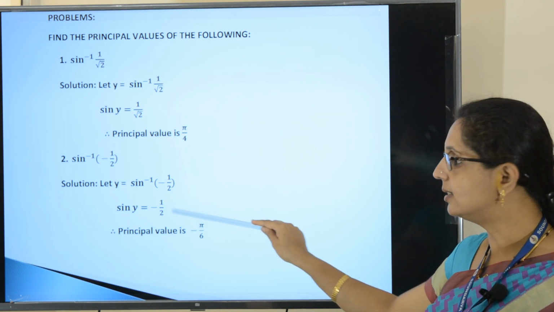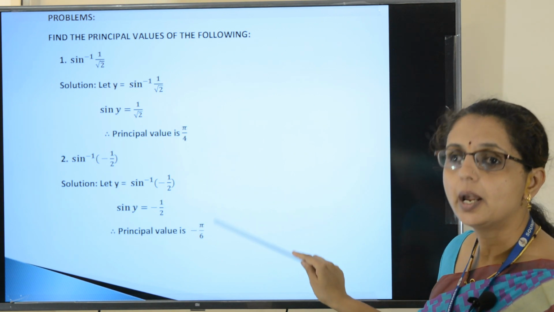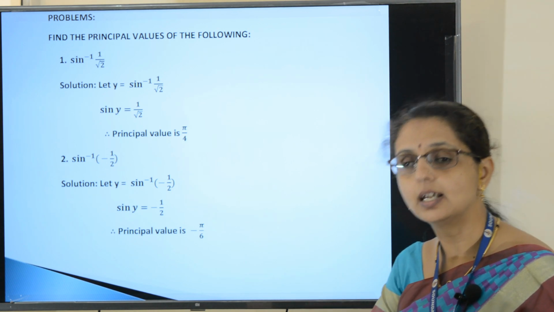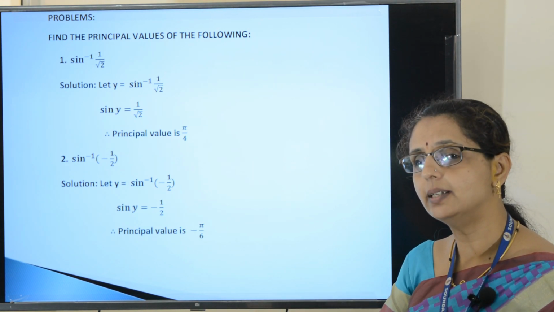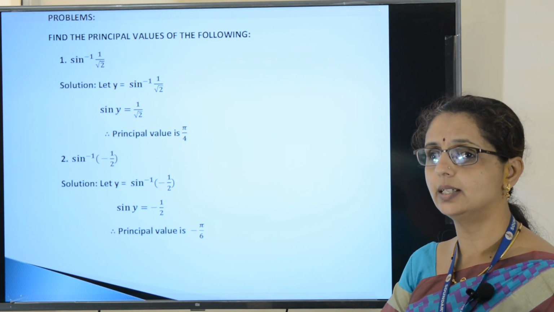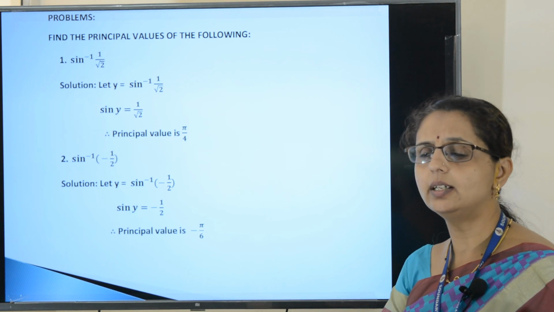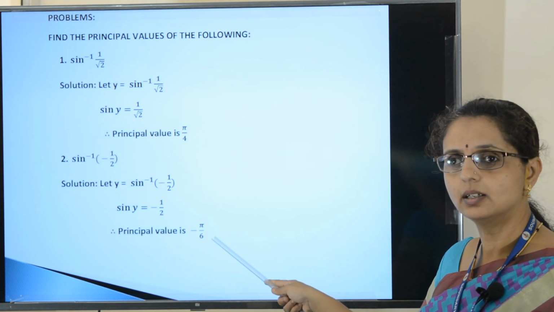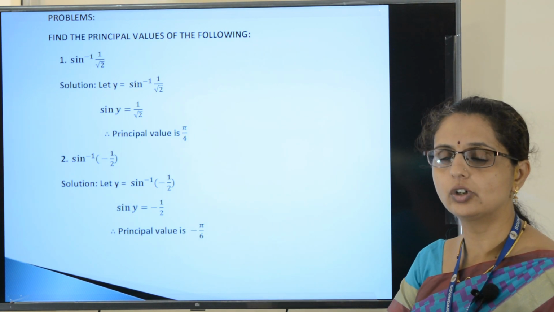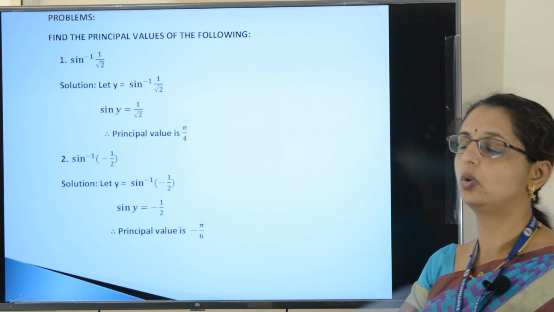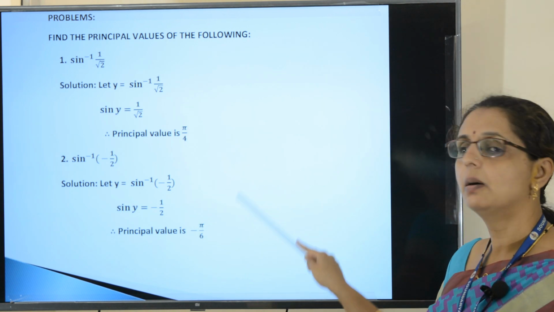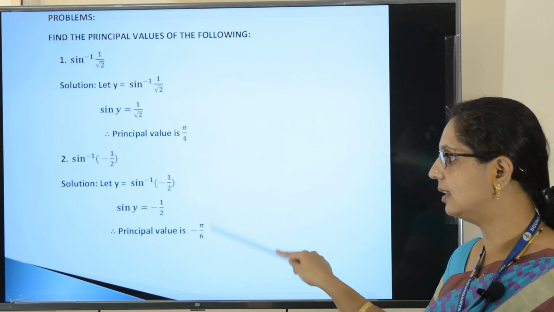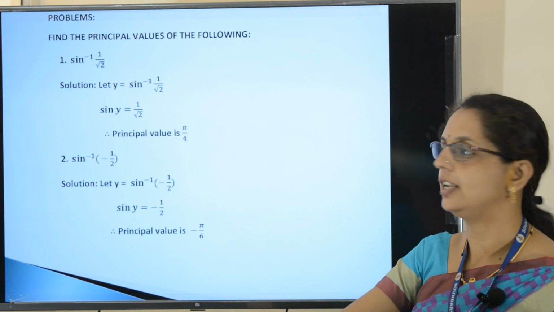Since minus is here, I have to carry it over. It is not pi by 6, students, but what? Minus pi by 6. So, check whether minus pi by 6 lies in the closed interval minus pi by 2 to plus pi by 2. Yes, it very much lies. Minus 90 to plus 90, and this is minus 30. It lies in that closed interval. With this, what can I conclude? The principal value is minus pi by 6. Do not forget this minus till the end of the solution.